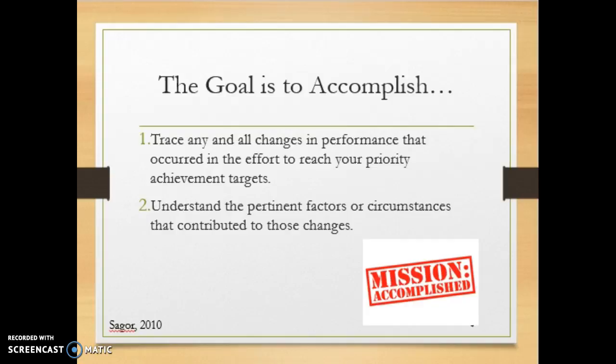So moving into Slide 4, the goal is to accomplish 2 things. We want to trace any and all changes in performance that occurred in the effort to reach your priority achievement targets. And number 2 is to understand the pertinent factors or circumstances that contributed to those changes.